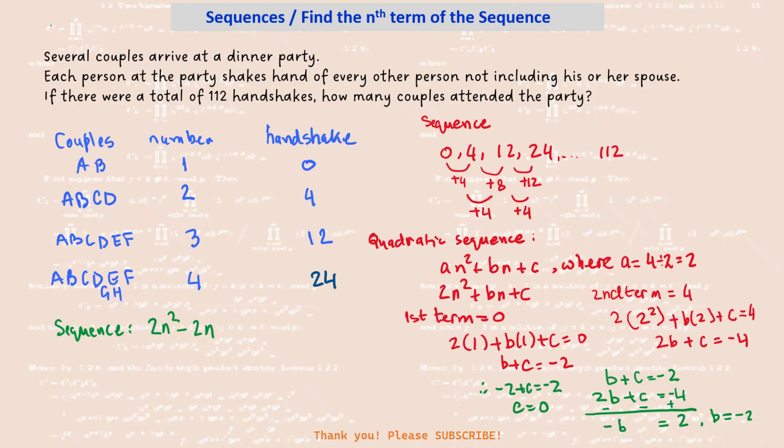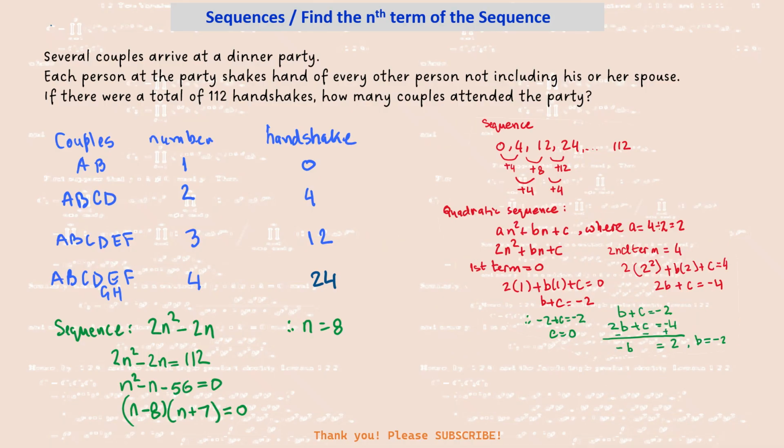So putting these values of b and c in, the sequence would be 2n squared minus 2n, and hence to find the value of n, this would total 112. This is what we need. So I wrote down 2n squared minus 2n is 112, n squared minus n minus 56 is 0, and if you factorize it, you get n is 8. n cannot be negative, so we don't have n is minus 7, so n is 8. So hence there were 8 couples that attended the party, and that is the answer.